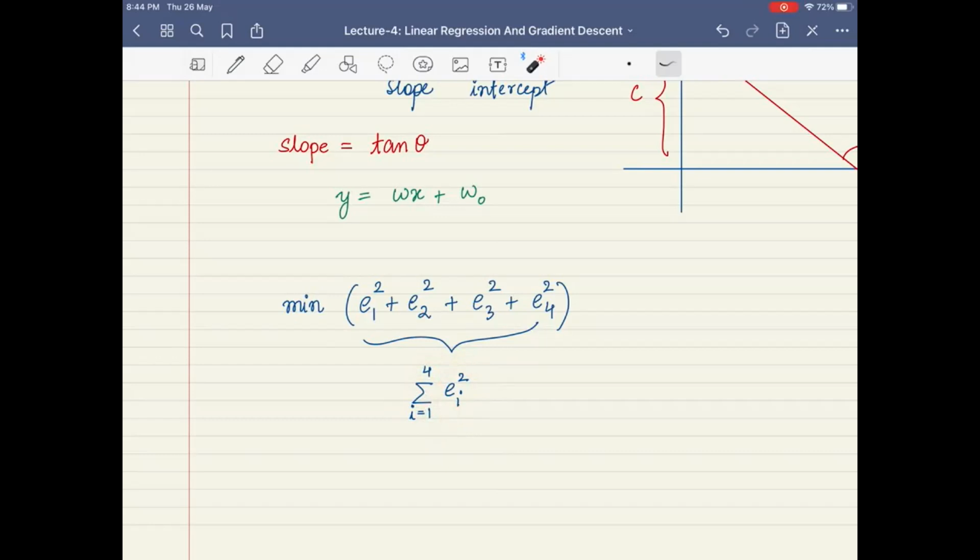Saumil is asking, sir, can we not take the modulus of errors? Very good question. That's a very, very good question, Saumil.